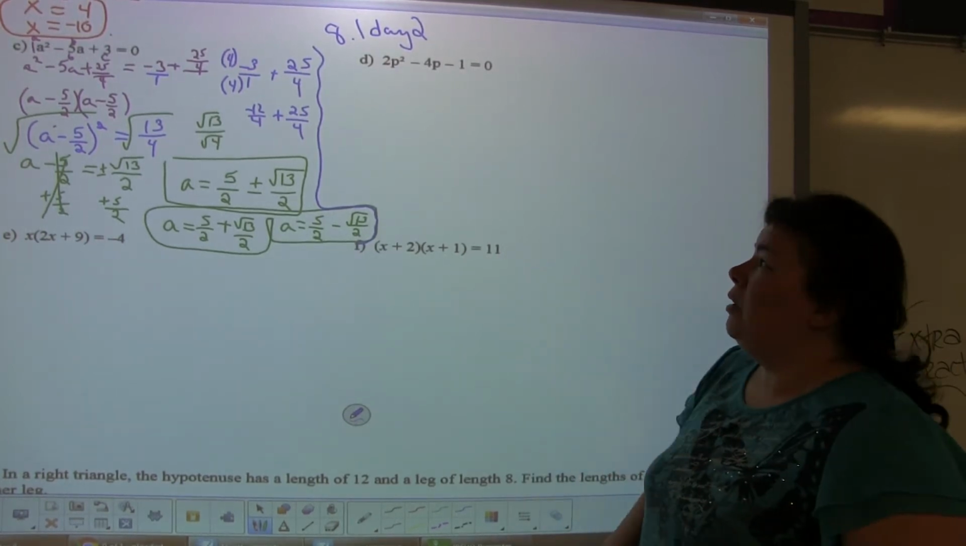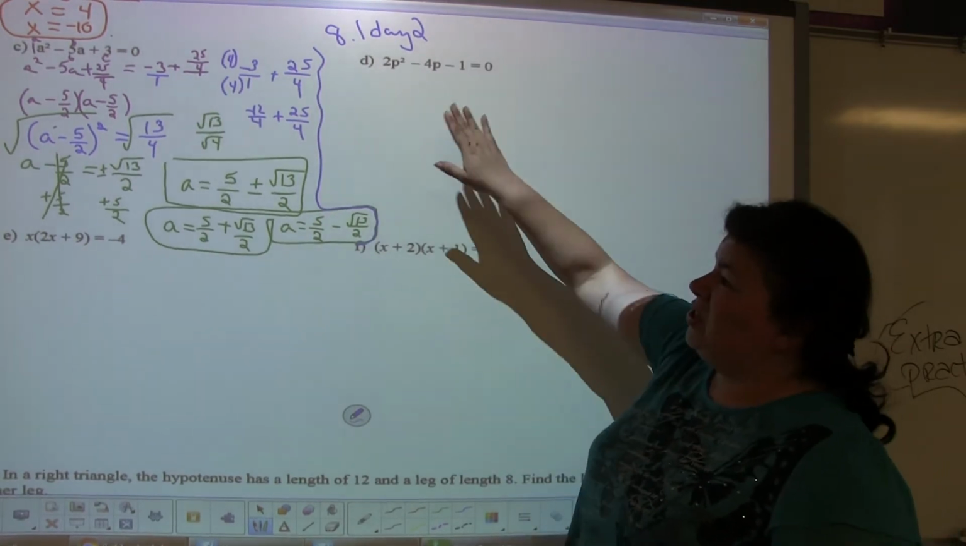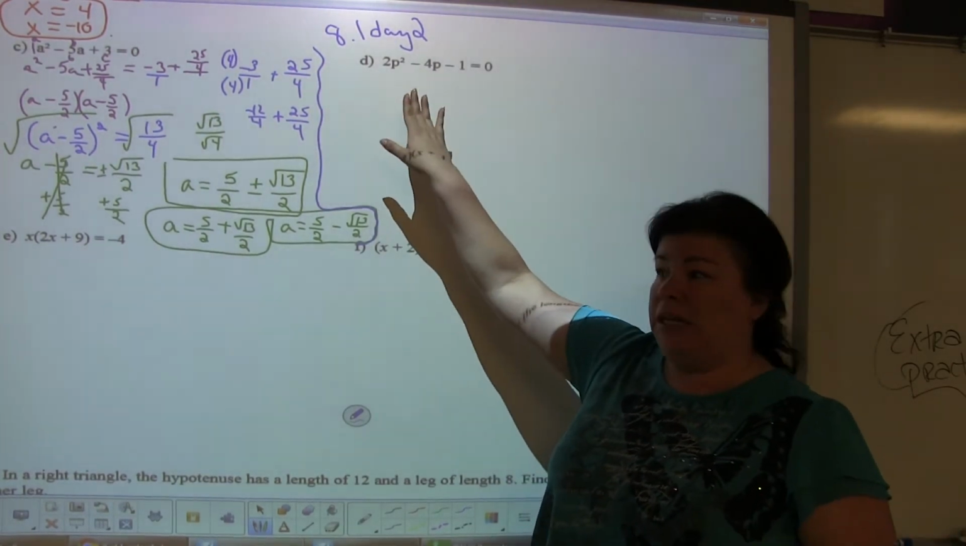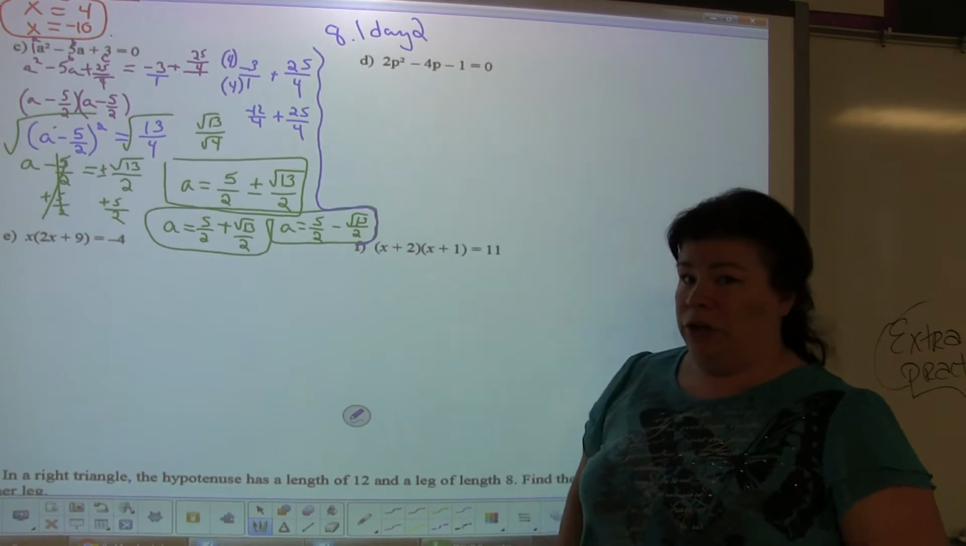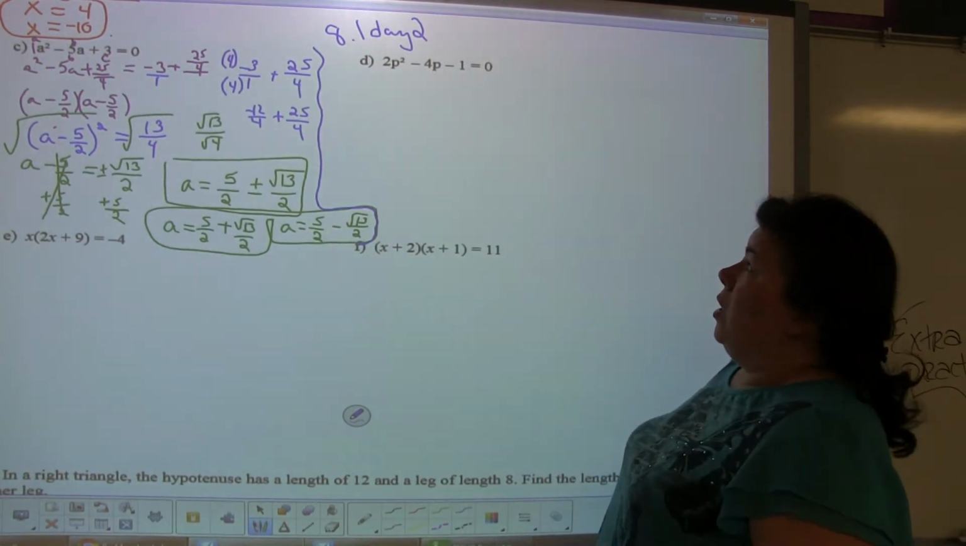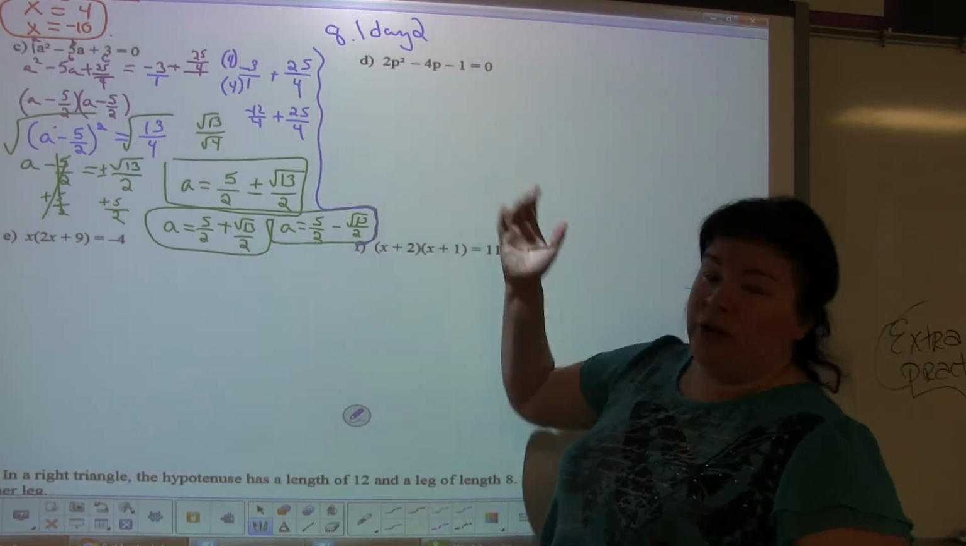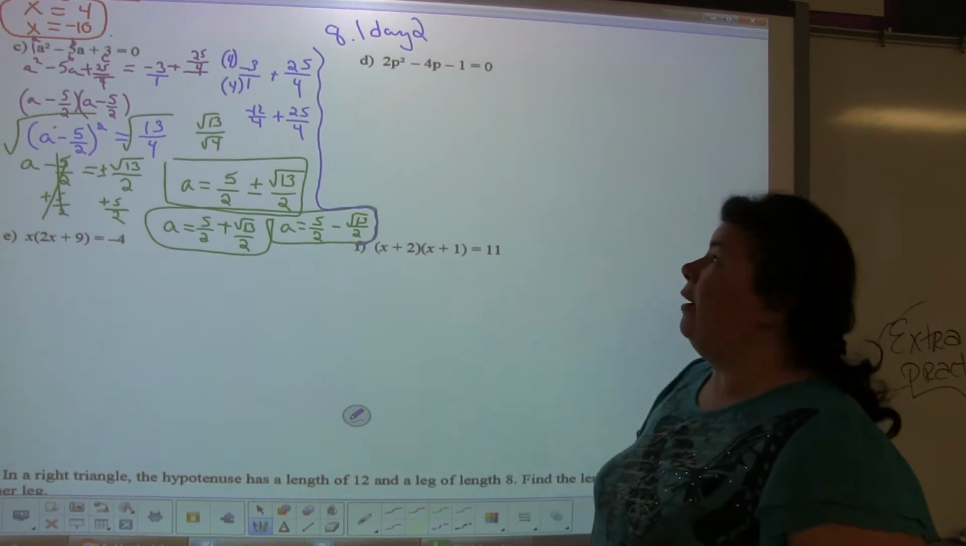Hi, Honors Algebra. We are now finally on 8.1, day 2. We are starting with problem 2D on your notes, so make sure you're following along, taking notes when you're watching the video. So, we are going to continue completing the square, solving a quadratic equation by completing the square.